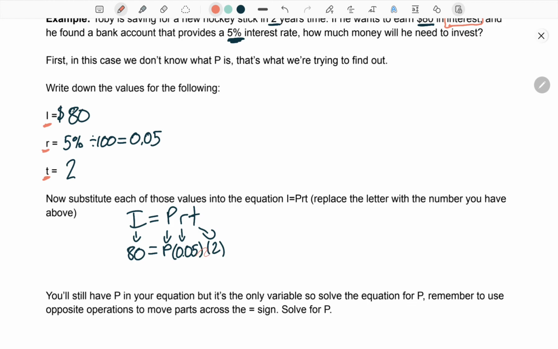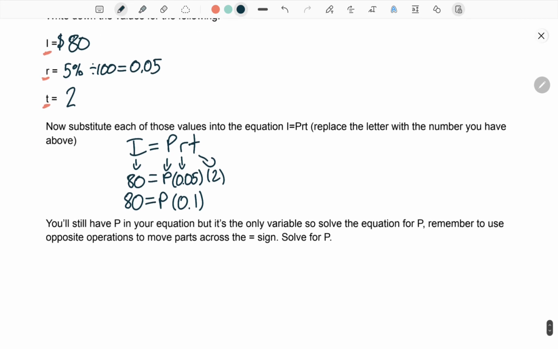So first of all, before we even try to do any solving, this 0.05 and this 2, we could actually multiply those together. So let's do that. So 80 is equal to 0.05 times 2 will give you just 0.1. So we just multiplied those two numbers together. All right, and you'll see we basically have some numbers and the letter P. So the idea in this is we can just solve this equation, 80 equal to P times 0.1. We just want to solve it for the letter P.